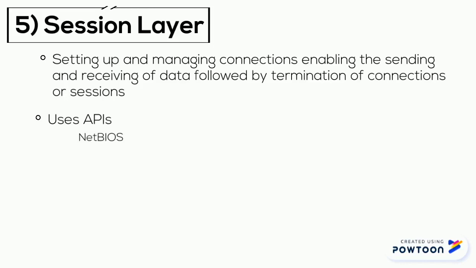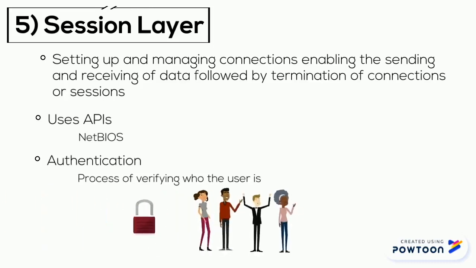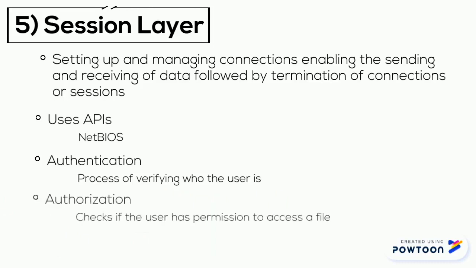NetBIOS, Network Basic Input and Output System, is an example of an API that allows applications on different computers to communicate with each other. Just before a session is established, the server performs a function called authentication. Authentication is a process of verifying who the user is. This is done by matching passwords and usernames. After authentication, authorization is checked to decide if the user has permission to access a file.